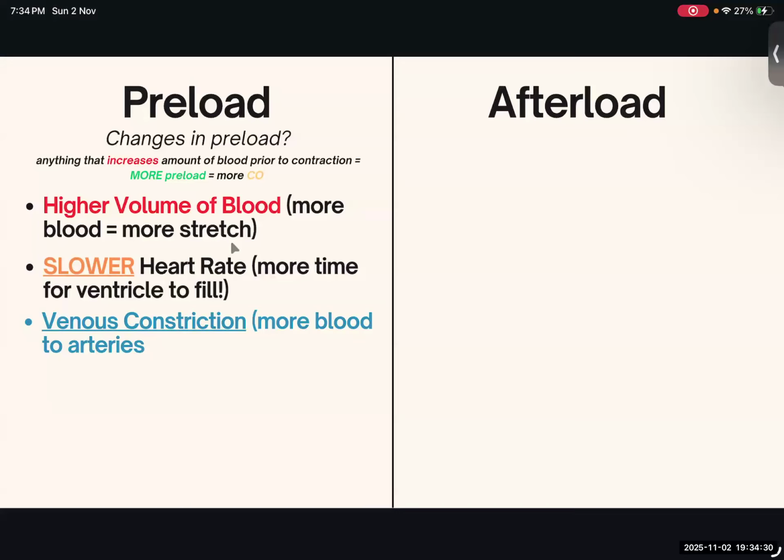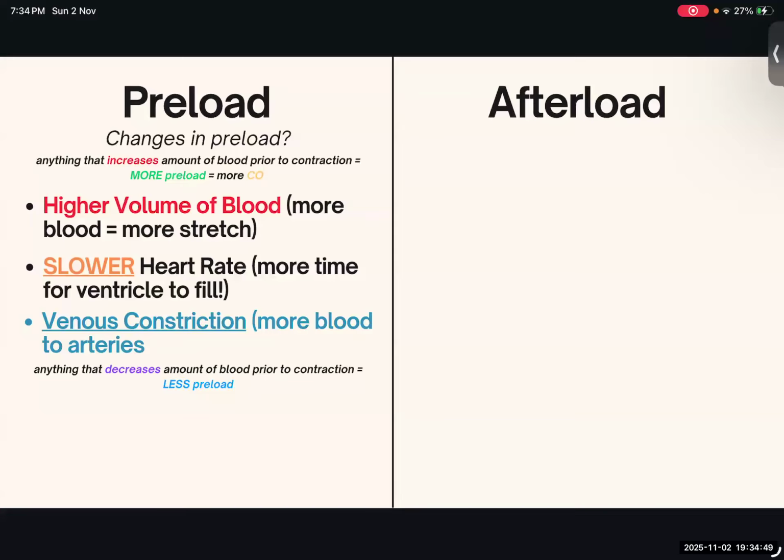So the theme here is that to increase preload, you need to increase the amount of blood going into the left ventricle. Now, additionally, naturally, anything that decreases the amount of blood prior to contraction is going to equal less preload. This should make sense to you.